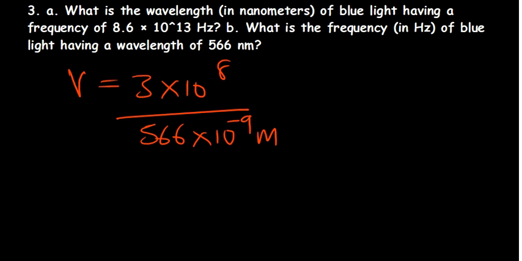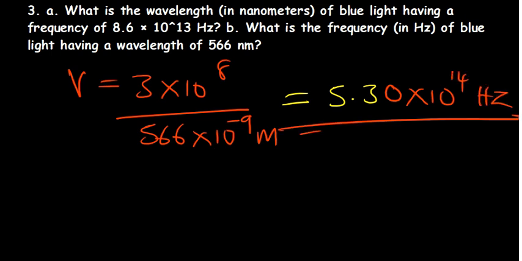So 3 times 10 to the power 8 divided by 566 multiplied by 10 to the power negative 9. The answer I'm getting for our frequency is 5.3 times 10 to the power... this one is actually to 3 significant figures, so we have 5.30 times 10 to the power 14. The frequency is in Hz. So this is how you handle this question. Simple and straightforward.